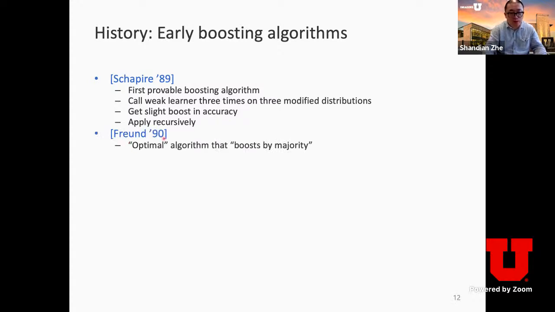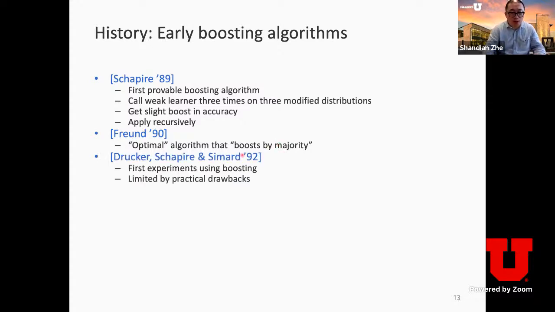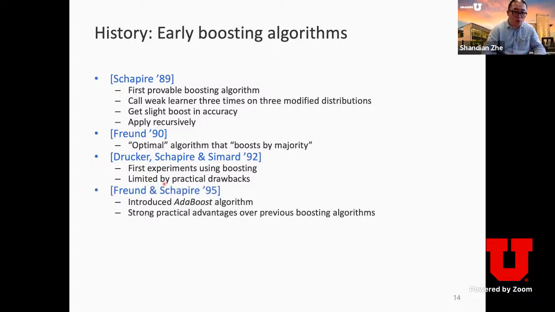algorithm recursively. But although it is theoretically sound, the practical performance is not that good. And later, Freund in the 1990s proposed a so-called optimal algorithm that can boost by majority, which we'll see later, what it means to boost by majority. And in 1992, these three researchers conducted experiments using boosting, and their algorithm is also limited by practical drawbacks.